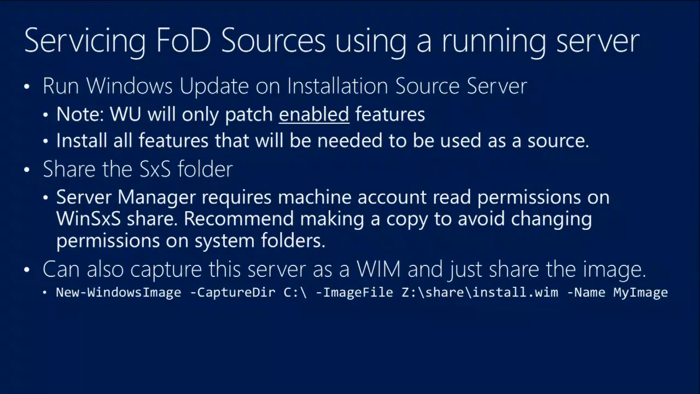And it's fine if they get compressed using the new compression technology. Features on Demand in R2 knows how to handle that, and it will decompress them on demand. But Windows Update will only patch features that are enabled. So that server that you're using as the source needs to have the Server Graphical Shell installed if you want it to be updated by Windows Update, and therefore available to use as an installation source.